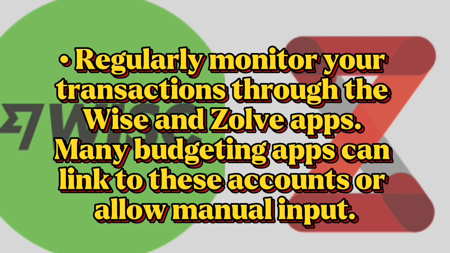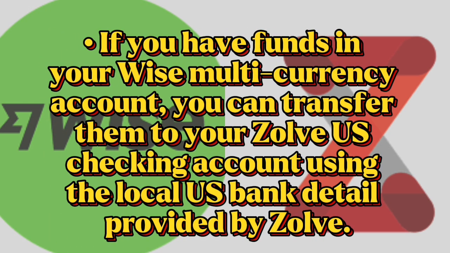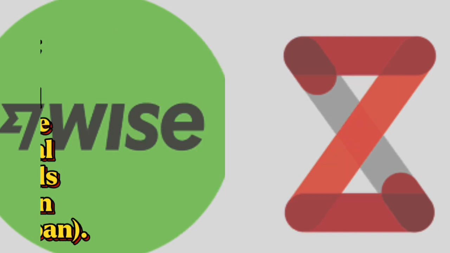Regularly monitor your transactions through the Wise and Zolve apps. Many budgeting apps can link to these accounts or allow manual input. Please be reminded that if you have funds in your Wise multi-currency account, you can transfer them to your Zolve US checking account using the local US bank details provided by Zolve.